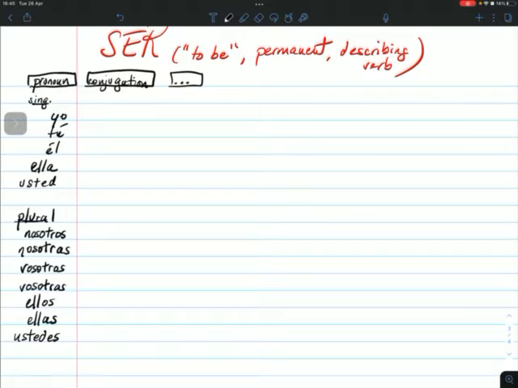So now we're going to conjugate the verb ser, S-E-R. So we already know how to say I am from Leland. Okay. In English, this is your pronoun, I. In English, this is your conjugated form of the verb to be. And this is the rest of the sentence, right?